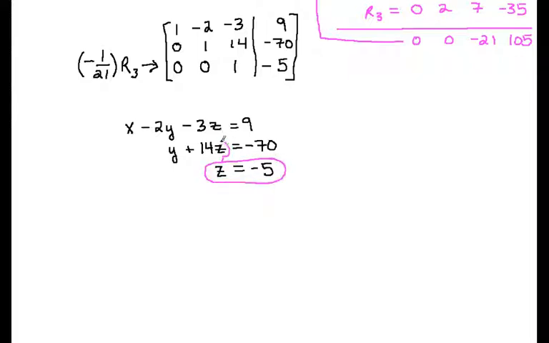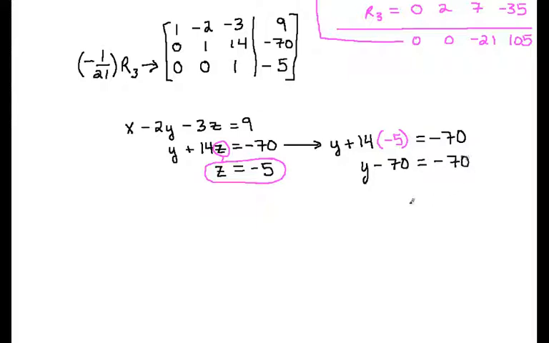So the first thing I'm going to do is plug in negative 5 for z in the equation right above it. This gets me y plus 14 times, instead of z, now I have just negative 5, equals negative 70, and I can solve this equation for y. Little correction, I wrote 15 instead of 14. That's y plus 14 times negative 5 equals negative 70. This becomes y minus 70 equals negative 70, and of course adding 70 to both sides we can see that we get y equals 0.